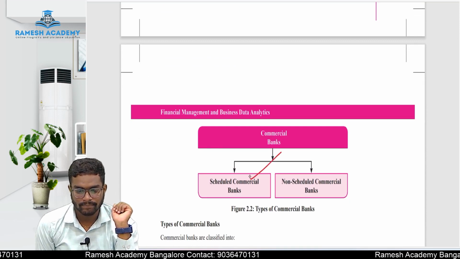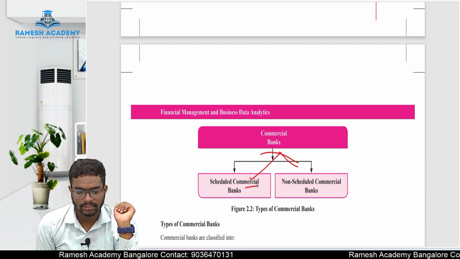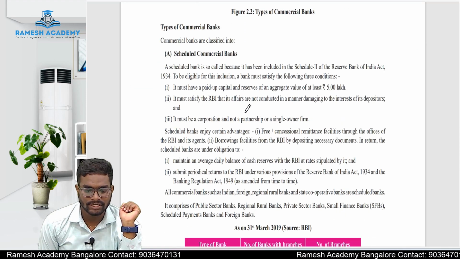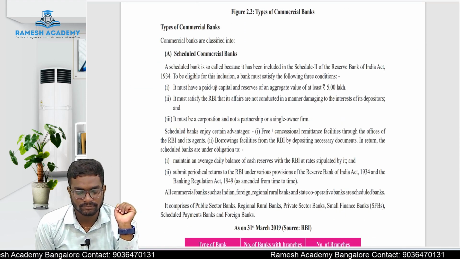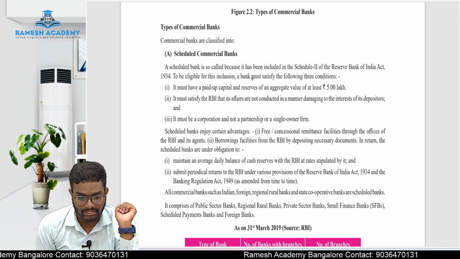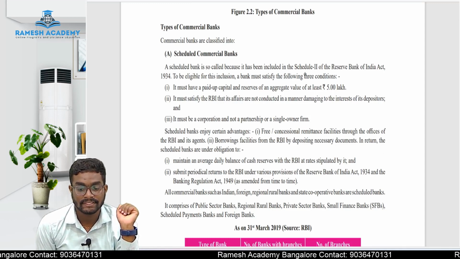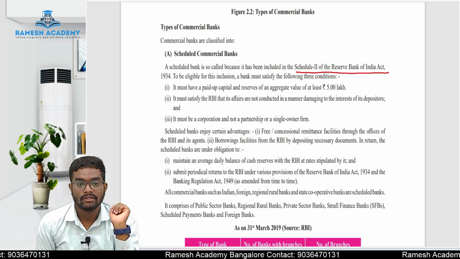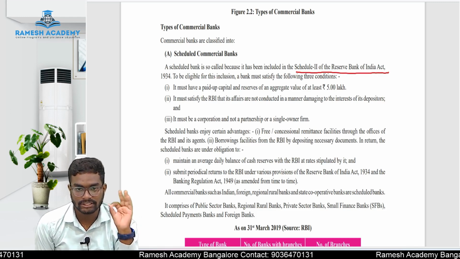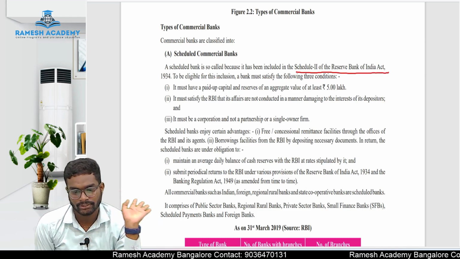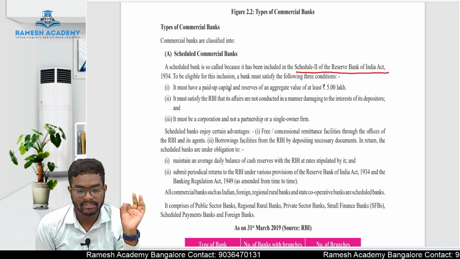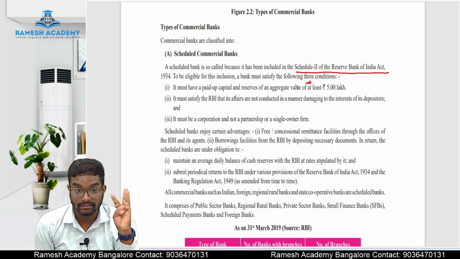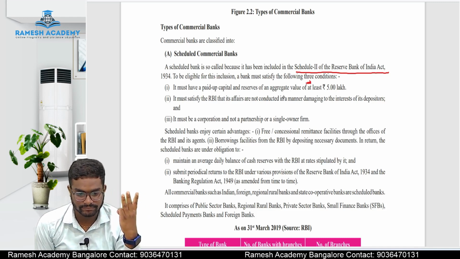So banks are majorly divided into two types: scheduled commercial banks and non-scheduled commercial banks. What is a scheduled commercial bank? A scheduled bank is so called because it has been included in Schedule 2 of the RBI Act. So any bank included in Schedule 2 of the RBI Act is known as a scheduled bank. To be eligible for this inclusion, the bank must satisfy three conditions. So they are telling it should satisfy all three conditions.